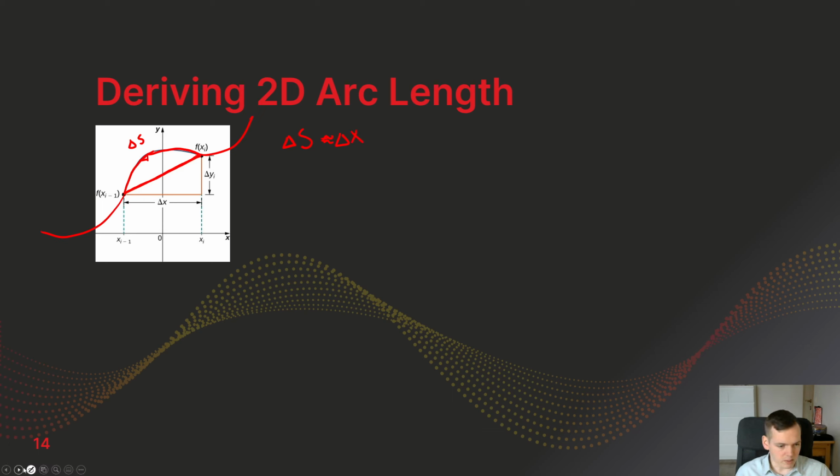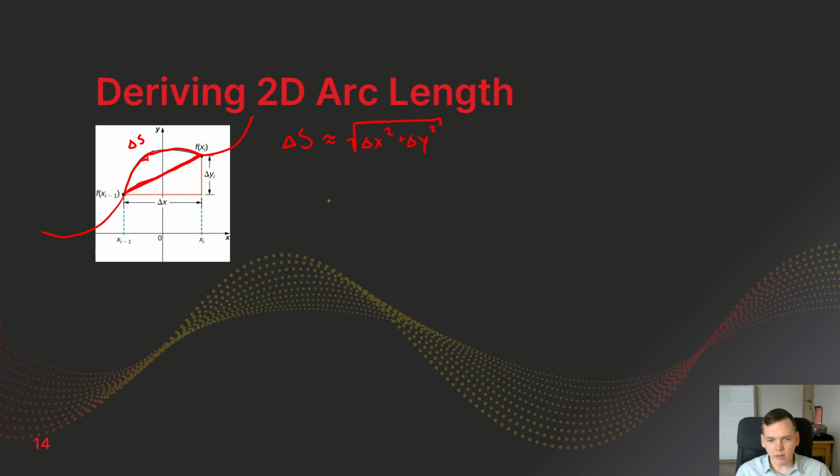Let me rewrite this where I have some more space. Give me a second. Clear that out. Okay, delta s is approximately the square root of delta x squared plus delta y squared. So we're starting by just saying it's approximately this hypotenuse.